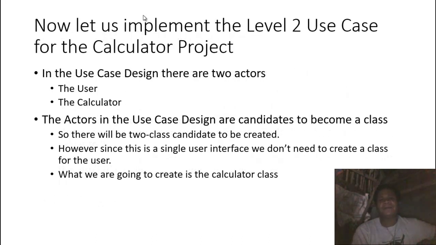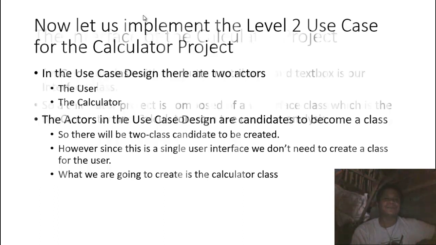Now let us implement the level 2 use case for the calculator project. In the use case design, there are 2 actors, the user and the calculator. The actors in the use case design are candidates to become a class, so there will be 2 class candidates to be created. However, since this is a single user interface, we don't need to create a class for the user. What we are going to create is just the calculator class.